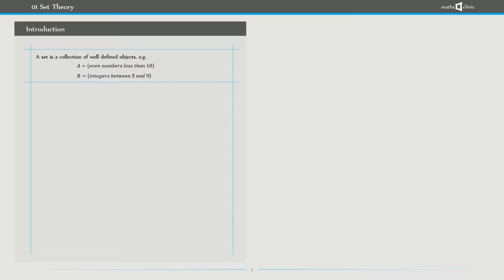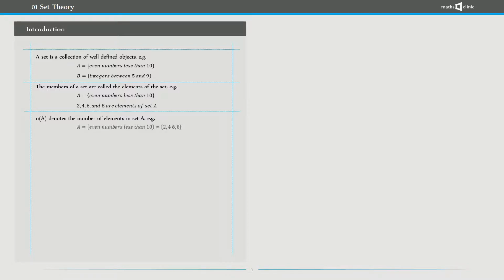The members of a set are called the elements of a set. For example, if set A has even numbers less than 10, we have 2, 4, 6, and 8. These are the elements of set A. Now, n of A, you could be given an expression like this. n of A denotes the number of elements in set A. For example, you could have A as even numbers less than 10, i.e. 2, 4, 6, and 8. We have 4 elements in this set, so n of A in this case would be 4.